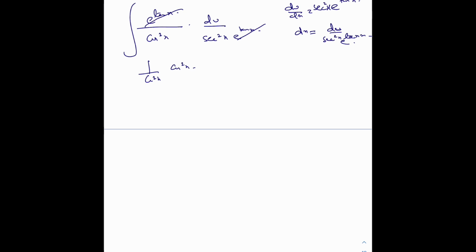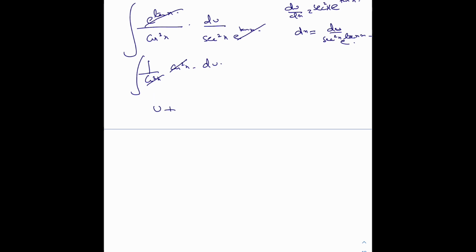Okay, so let's do it here. E to the power tan x upon cos square x. In place of dx, I'm writing du upon sec square x e to the power tan x. Okay, this can cancel out with this. I'm left with 1 upon sec square x, which is cos square x. So it's 1 upon cos square x into cos square x dot du. This is also cancelling out. So the integration of 1 is going to be u only.